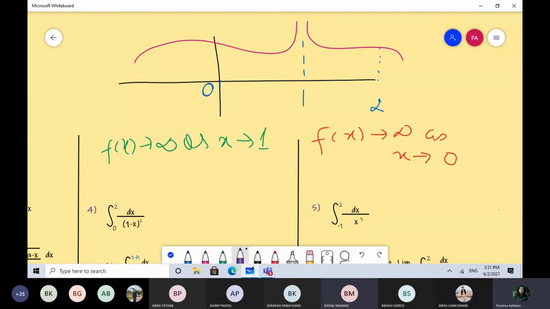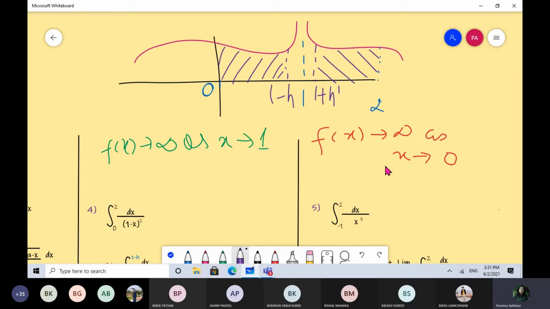No. At 1 it is discontinuous. So how can we assume 1? 1 minus h. Only one. Yes, exactly. 1 plus h is for the second. We have to avoid 1. We are going to start from 0 and reach till 1 minus h. We will find this much area first. Then we will skip 1 and start from 1 plus h dash till 2. So we have to break it into two different integrals.